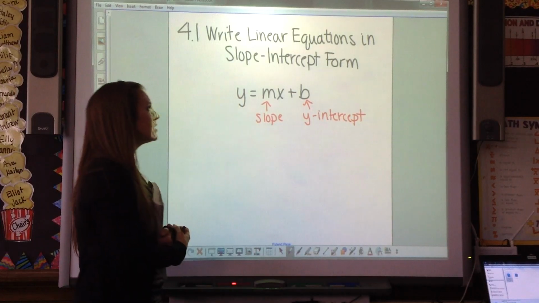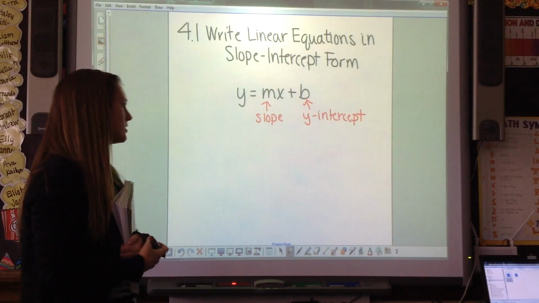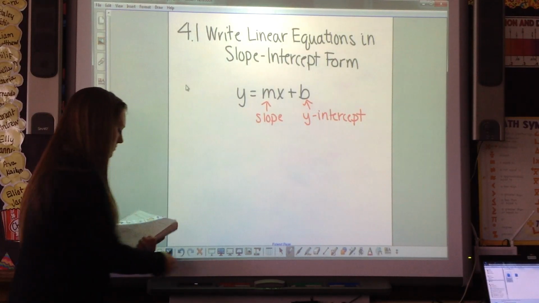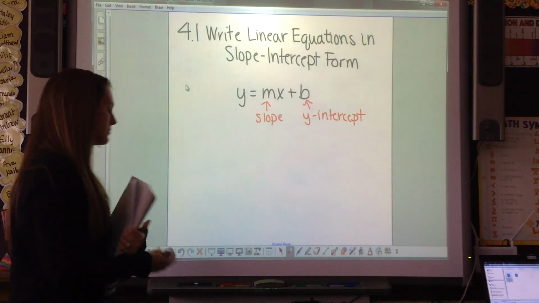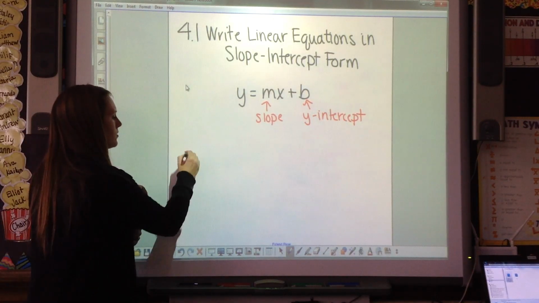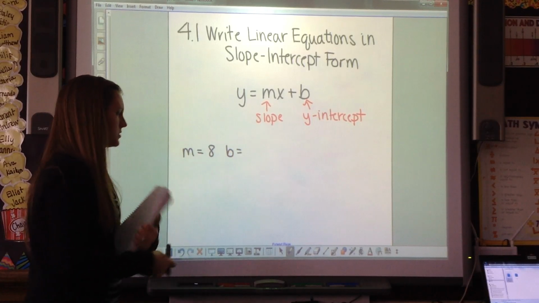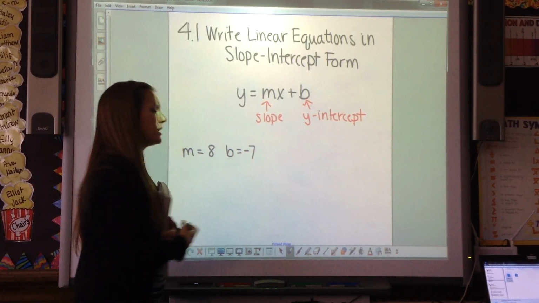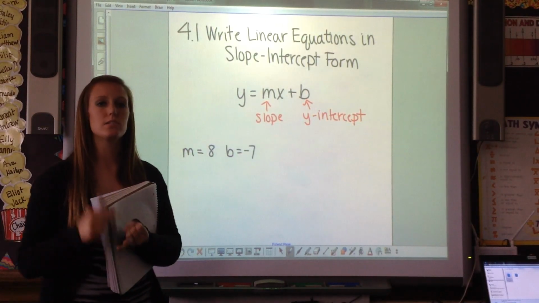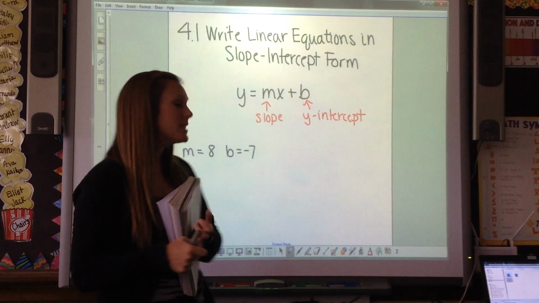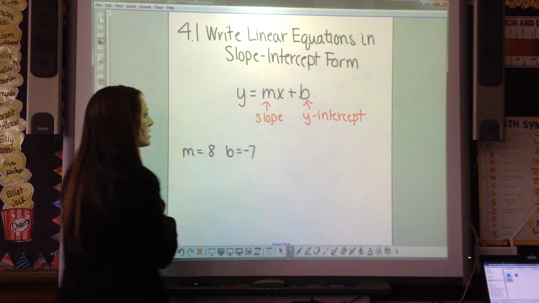Okay, so we're going to be writing equations based off of different information that you're going to be given. So in your first section, they're going to give you a slope and a y-intercept. So for example, maybe they'll give you m equals 8 and b equals a negative 7. Again, think about what it takes to have an equation in slope-intercept form. It needs a slope, it needs a y-intercept. They give us all that information, so you're literally just going to plug it right into the equation.